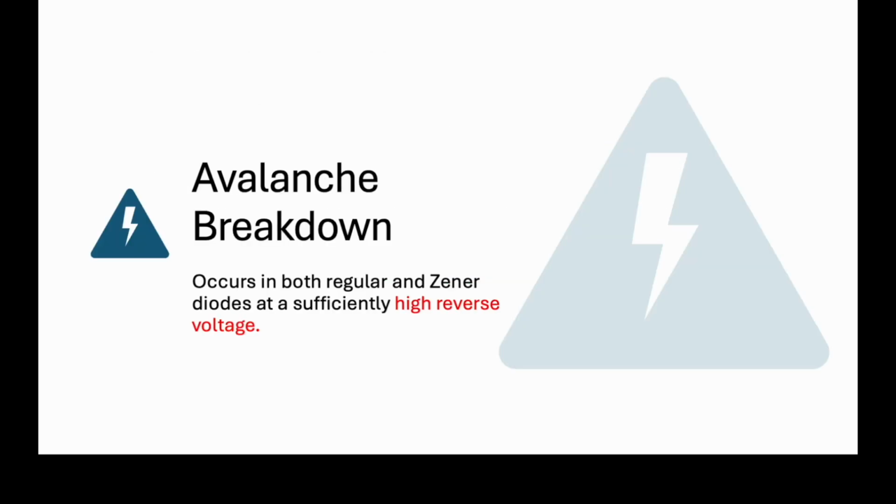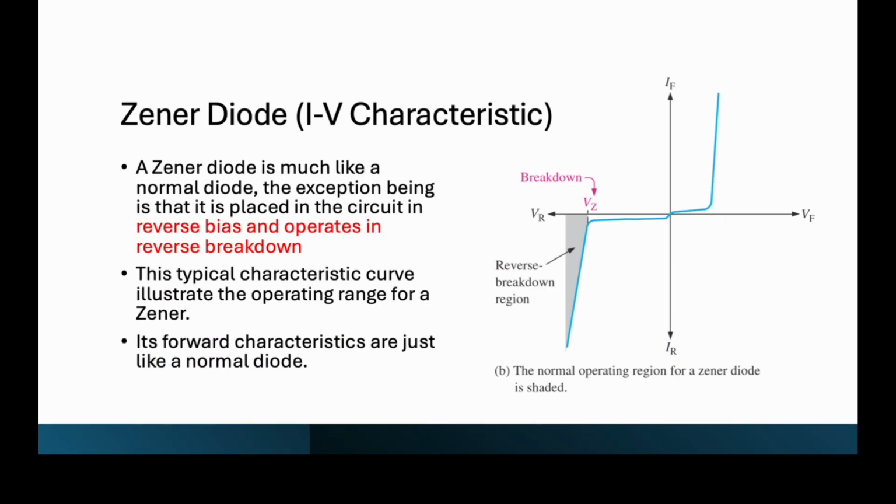Now let's look at avalanche breakdown. Avalanche breakdown occurs in both regular and Zener diodes. This happens when a high reverse voltage is applied to that particular diode. A Zener diode is much like a normal diode; it has the avalanche region, the reverse breakdown region, as well. However, we know it works in a reverse bias connection and in the reverse breakdown region. This is the typical normal operation for a Zener diode. Usually it is at this particular stage.